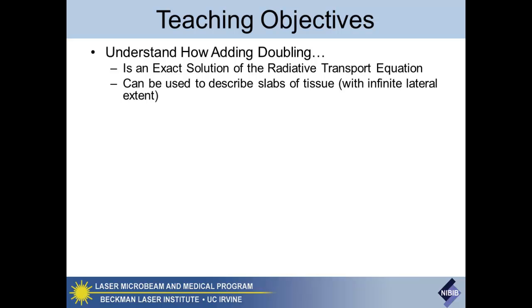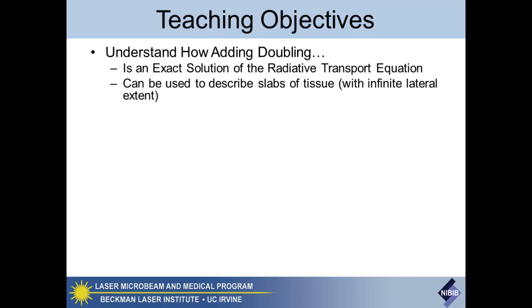So the teaching objectives here are just to give you some idea of how adding doubling is an exact solution to the radiative transport equation. And again, Boston, earlier today and throughout the rest of the lectures, there's going to be a lot of discussion about approximate solutions and different methods that exploit analytical models for distinct regions of optical properties. This one is actually exact, and we'll see how it can be used to describe slabs of tissue.